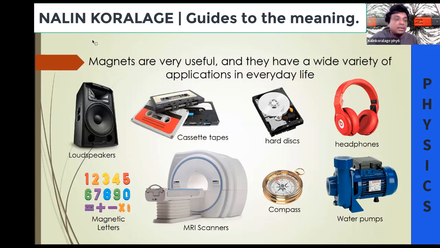In addition to that, the MRI scanners. MRI stands for magnetic resonance imaging. Maybe you know somebody who has undergone an MRI scan. MRI scans are done to reveal very important and very accurate information inside the body, especially the brain and other organs. One important thing you should know is that MRI scanners can produce 3D images. 3D means three-dimensional images.